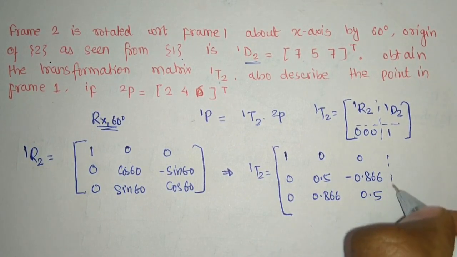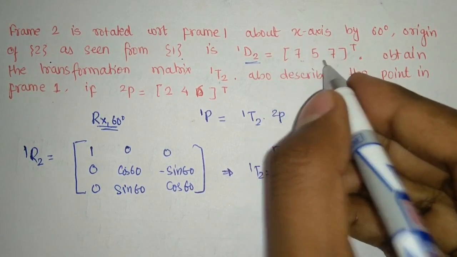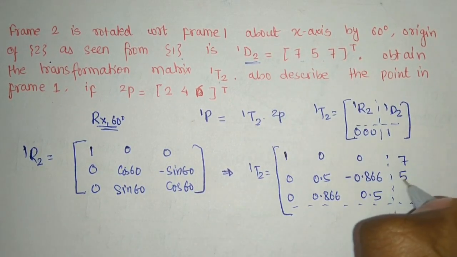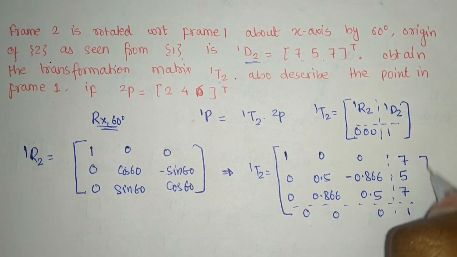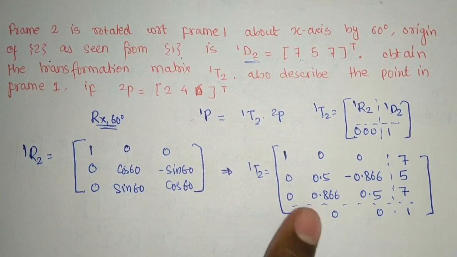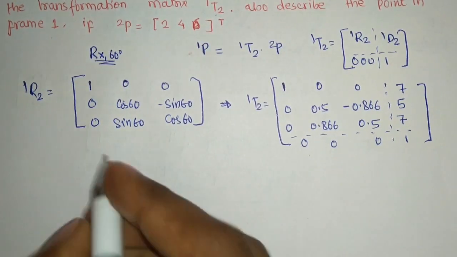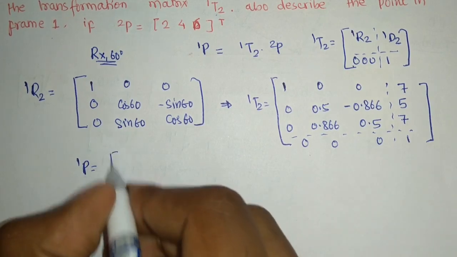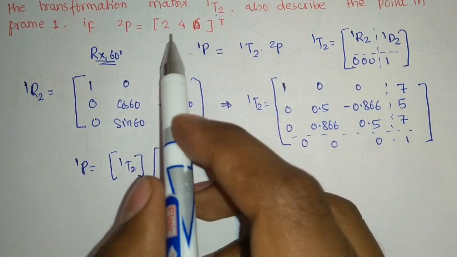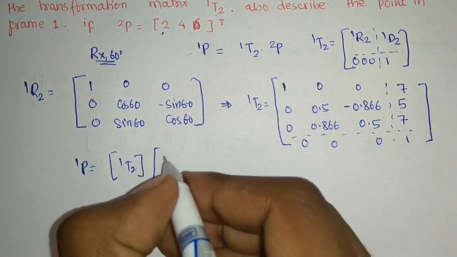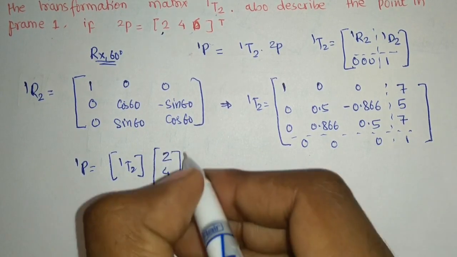Okay, this is my rotational matrix or the rotational part. Then 1D2 is given as 7, 5, 7 already. Then 0, 0, 0 and 1. Okay, so I have calculated the 1T2 matrix over here. Now in order to calculate 1P, I will say 1P is equal to that same matrix multiplied by 2P, and 2P is 2, 4, 6 transpose, right? So 2, 4, 6, 1 transpose.